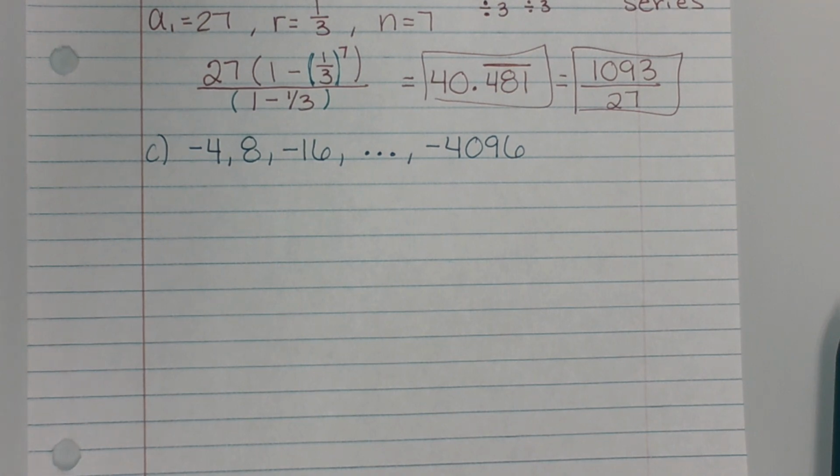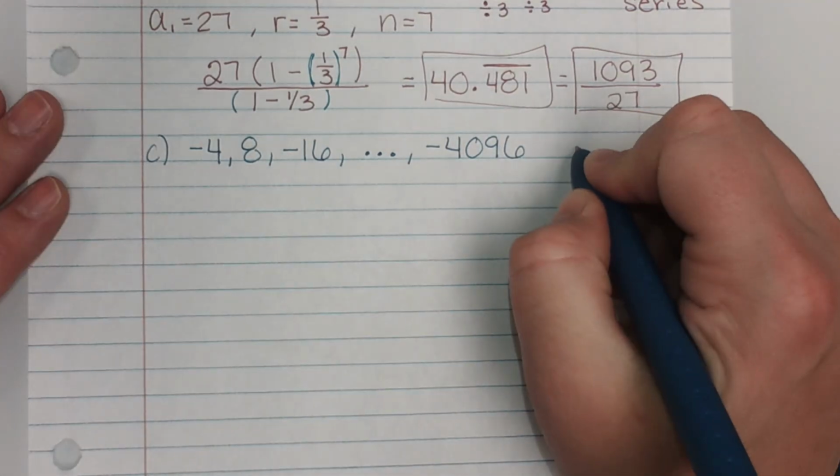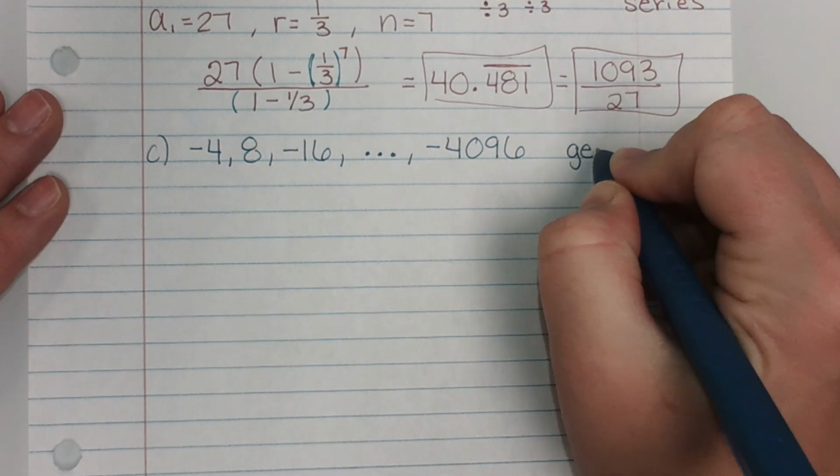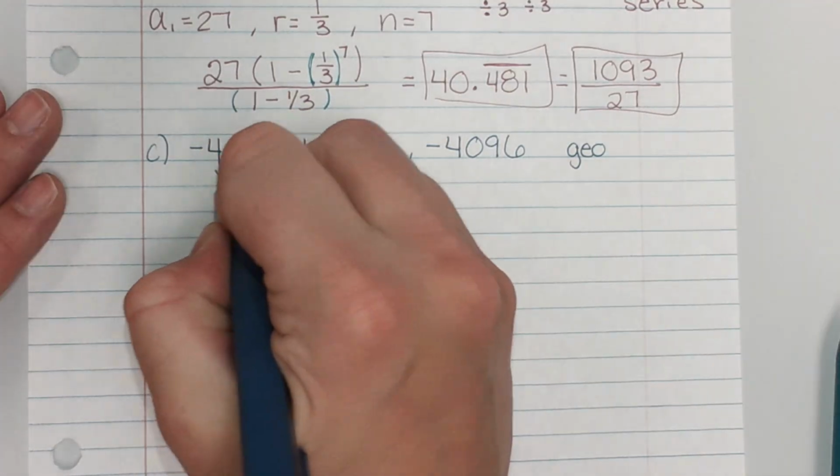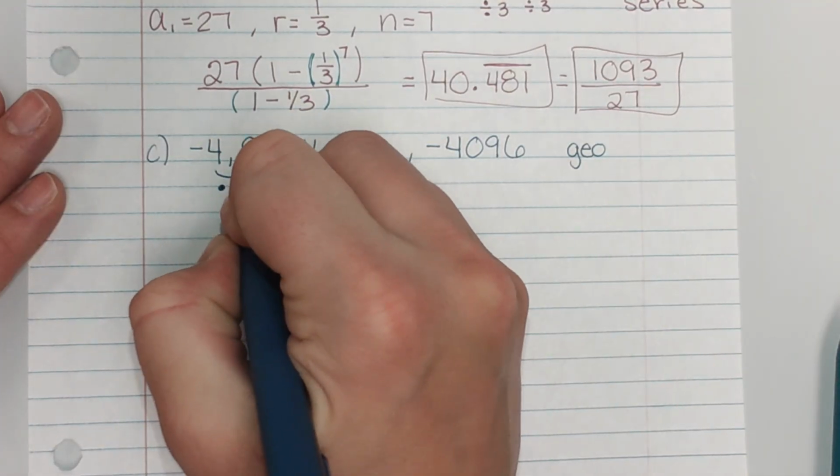-4, 8, -16, ... -4,096. Arithmetic or geometric? I agree with you, but why? Because from term to term, it's always multiplying by -2.